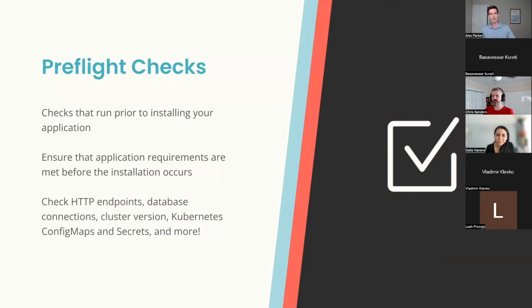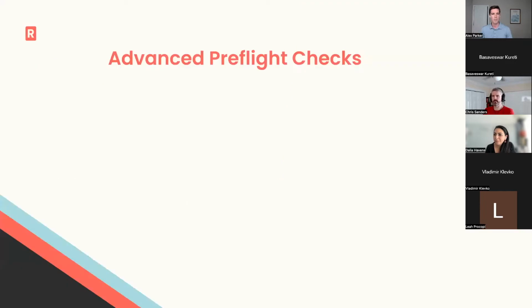And I mentioned some of these, but pre-flight checks span a whole host of different things that you can do. You can check that HTTP endpoints are reachable. You can look at the Kubernetes cluster version, or database connections, or the presence of Kubernetes resources. And that's just the tip of the iceberg. There's a bunch more that you can do with pre-flight checks as well. But there are also some more advanced pre-flight checks that exist for specific use cases.